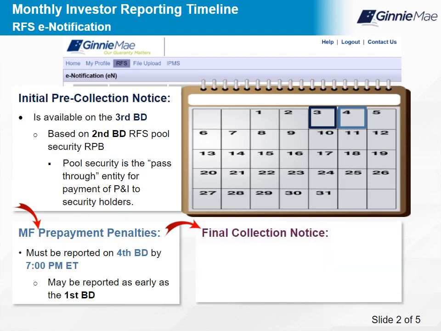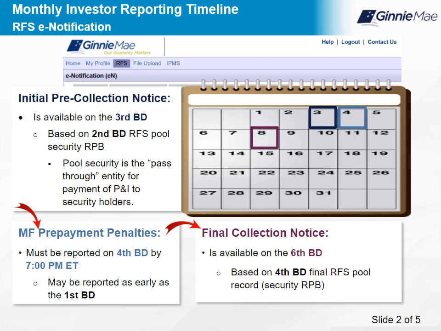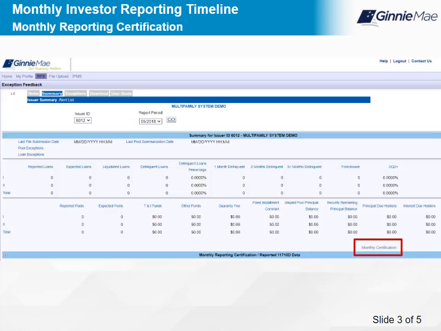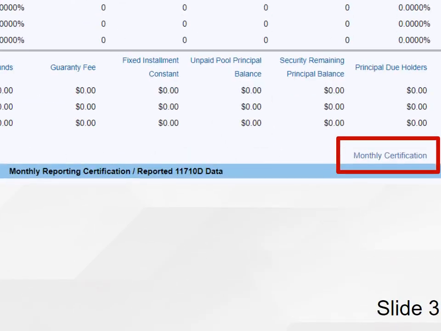Note that prepayment penalties are for multifamily, MF, only. The final collection notice is available on the sixth business day, which is based on the fourth business day final RFS pool record, security, RPB. Select Next to continue.